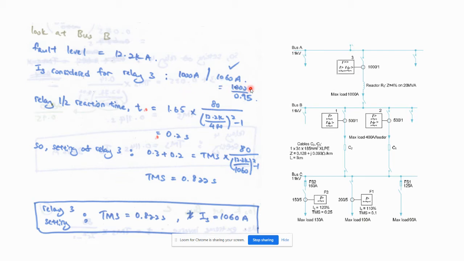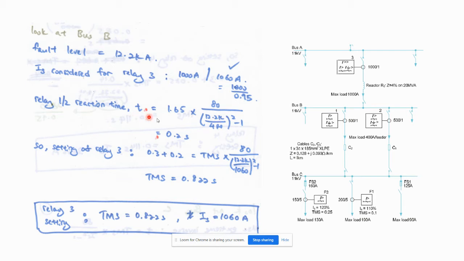So again, the same concept goes. We take 1060 amp as our IS because it is the larger one. When you have a fault at bus B, we want to determine the reaction time of relay 1 and relay 2 based on the TMS and the IS that we determined earlier. The earlier TMS is 1.65 and the IS is 480 amp. Now the fault at bus B is 12.2 kA, and we substitute it into the extremely inverse curve that relay 1 and relay 2 use.